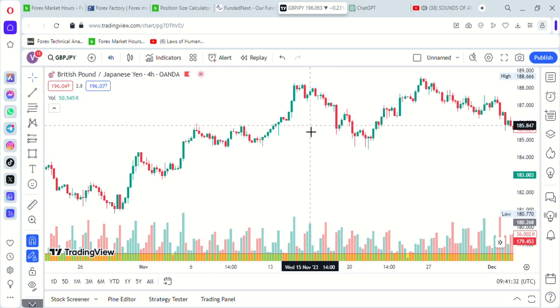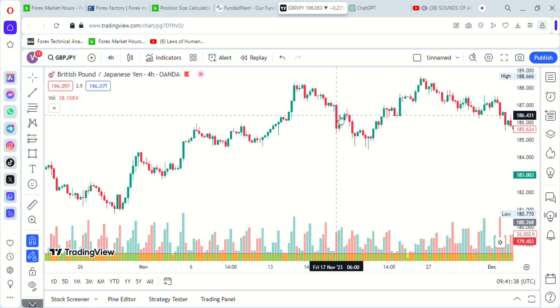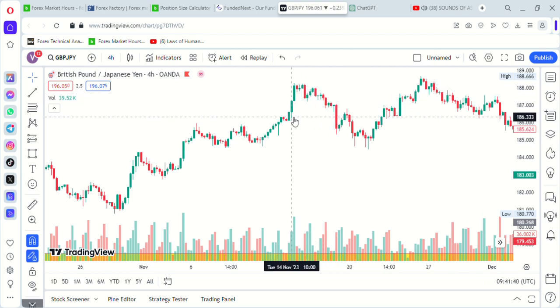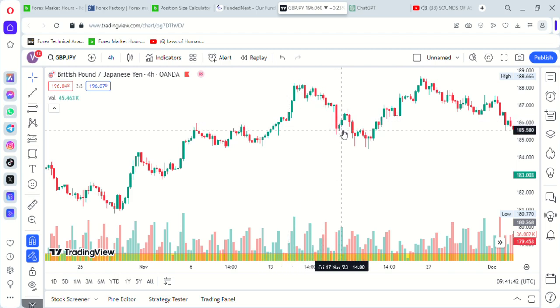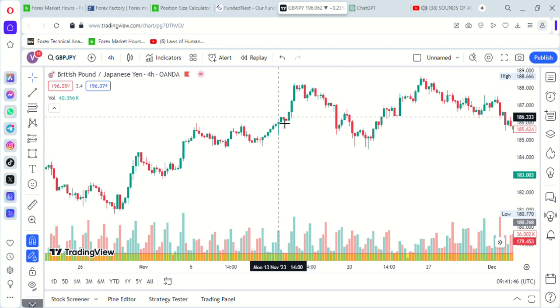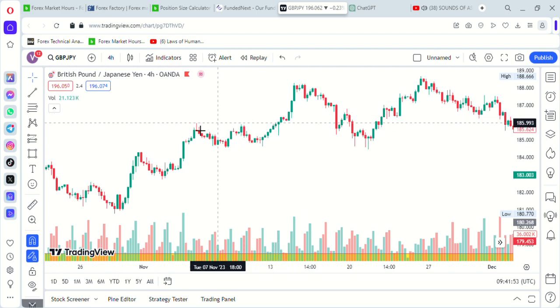What I mean by break of structure is this: the market is making higher highs. You can see there was no higher high here. Instead we see a lower low. The market came down and broke this structure. This is supposed to be a high. This is a higher high. This high is higher than this.